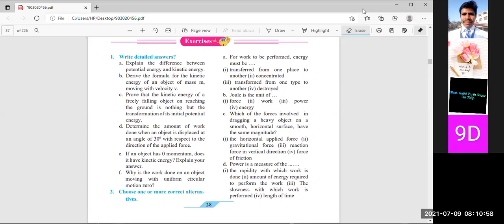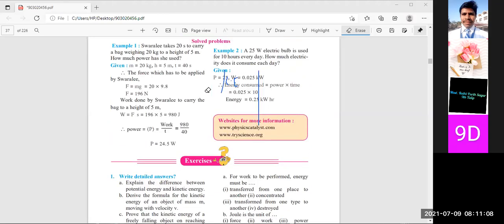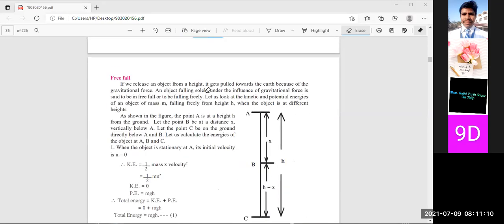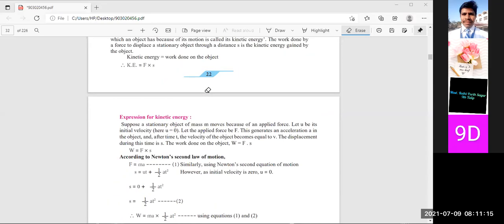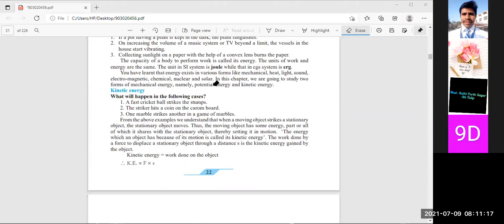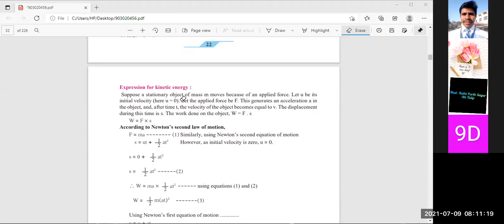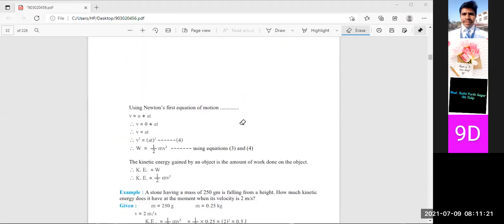Derive the formula for kinetic energy of an object of mass m moving with velocity v. We have to derive the formula which is present in our textbook. You will get the kinetic energy formula on page number 23.